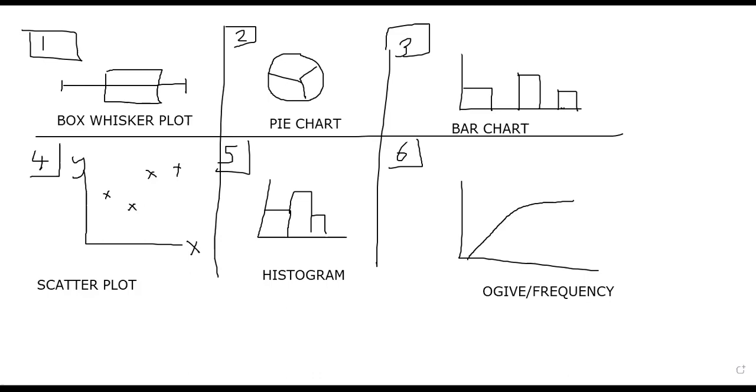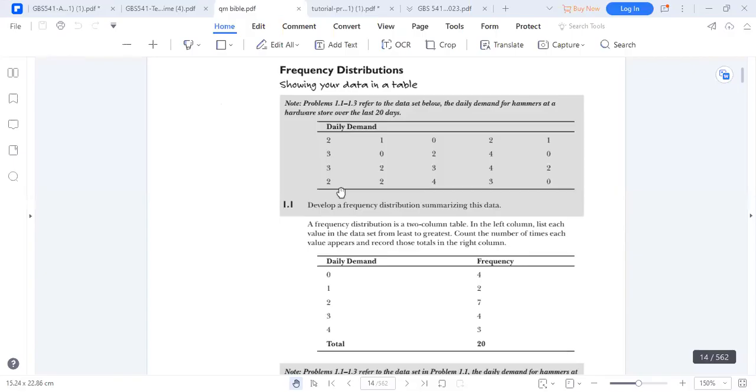Okay, so now at least you know what types of data we have. We can quickly rush into what we call frequency distribution tables. The data we have here refers to the demand of hammers for 20 days. We're being asked to present this data in a frequency distribution table, so we can show the relative frequency and cumulative frequency.